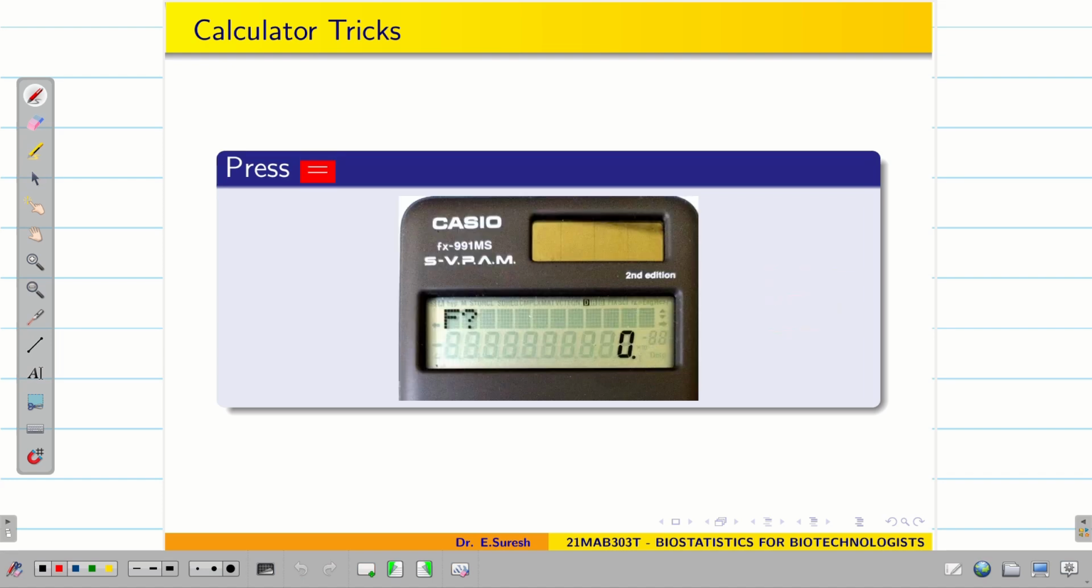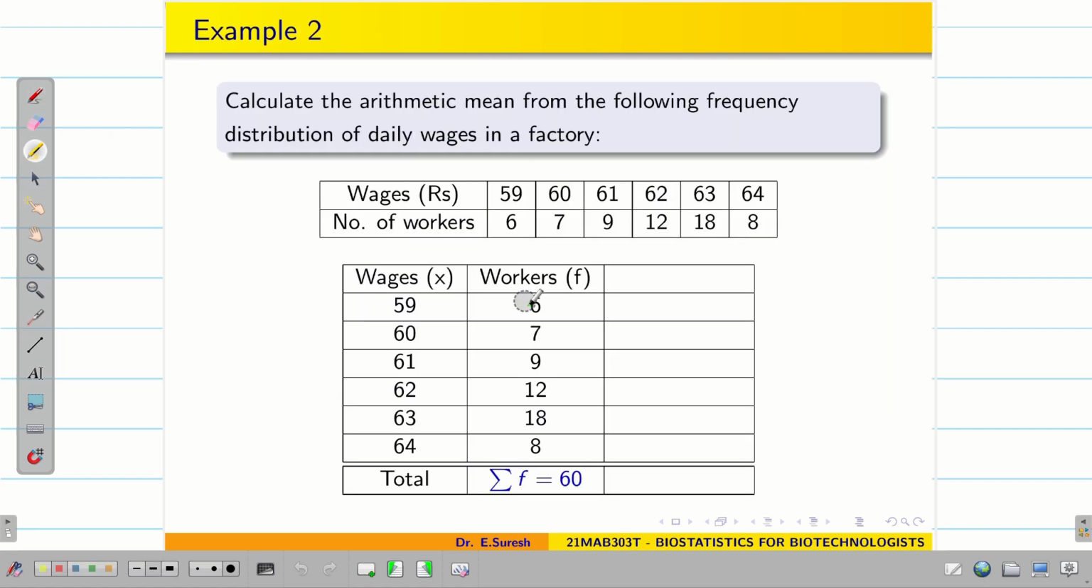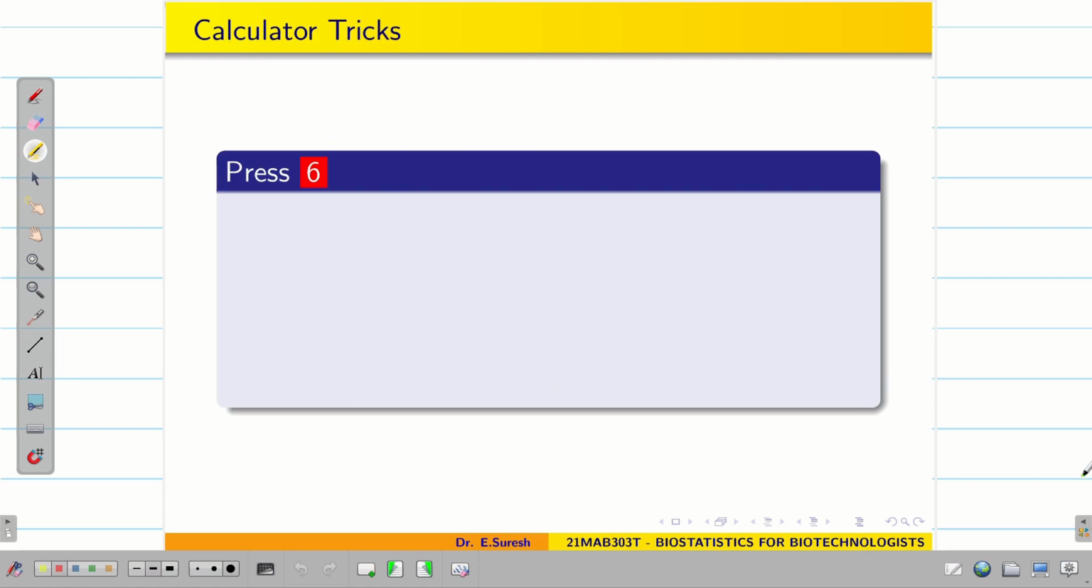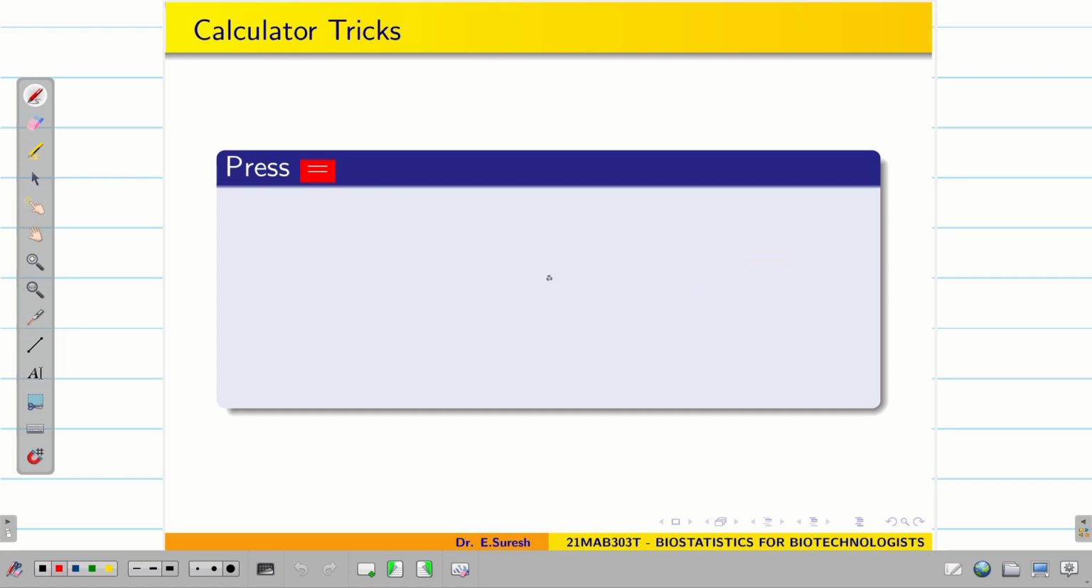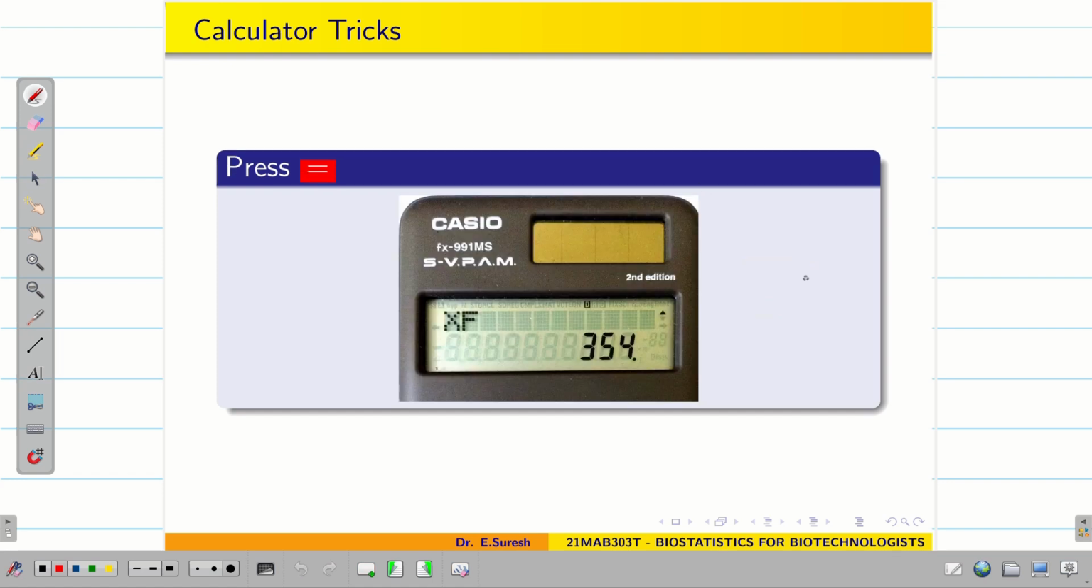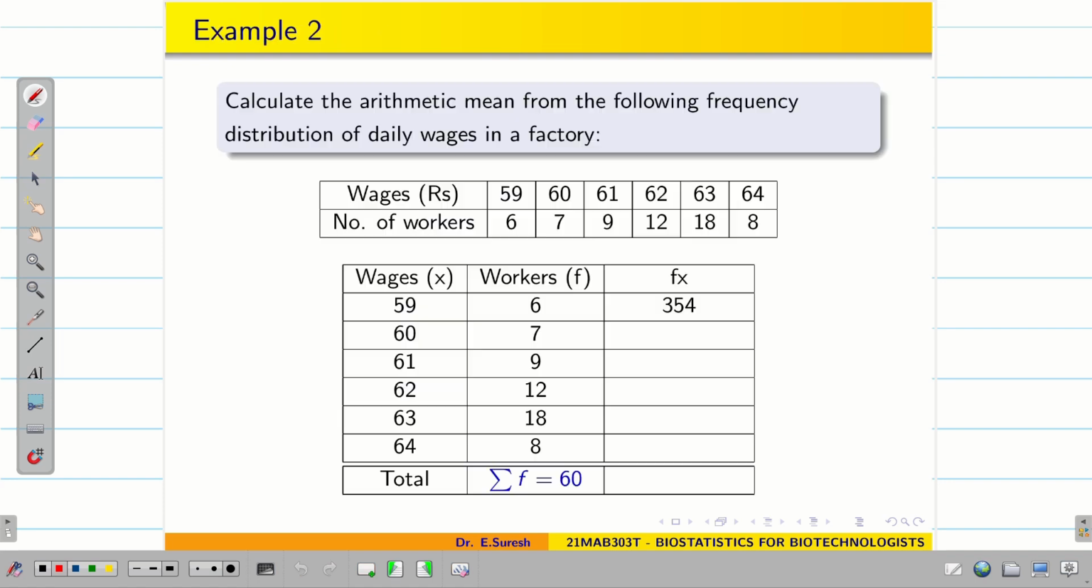Once you press this, it will ask you for the F value. Now go to the table, you can see my F value is 6. So press 6 and press equal to. Once you press the equal to button, automatically you can see the multiplication value. It is 354. Now just go and write it in your table. Done. In the similar way, now we are going to fill the table.